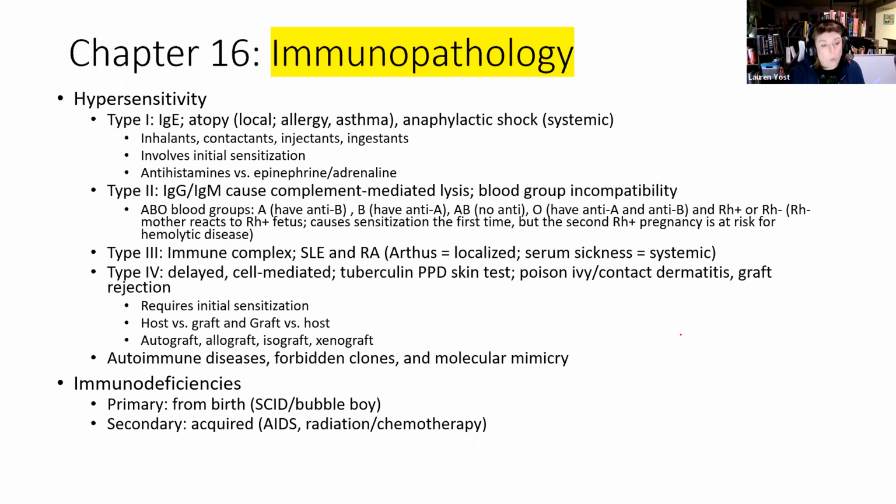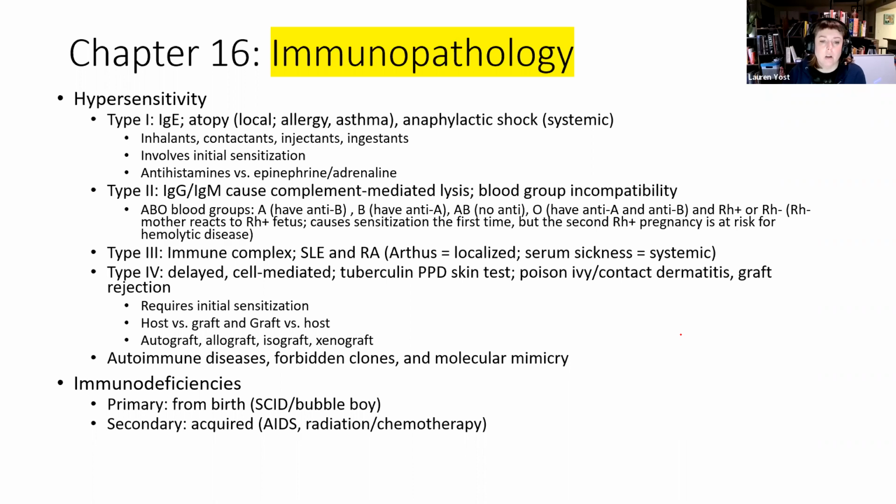All right, type 4 hypersensitivity. This is the delayed cell-mediated, so T cell related stuff. And then this includes the tuberculin PPD test, right? So that's why it takes 24 to 48 hours to see if you are in fact inflamed from the stuff that they injected in your skin. Poison ivy and contact dermatitis, and then as well as graft rejection.